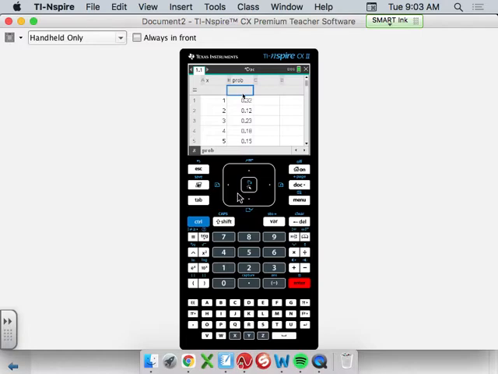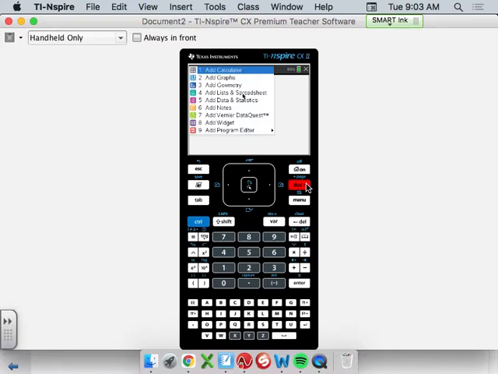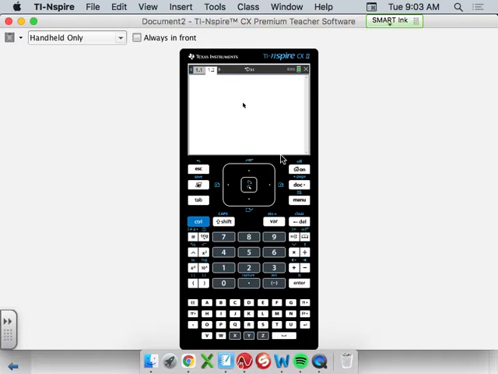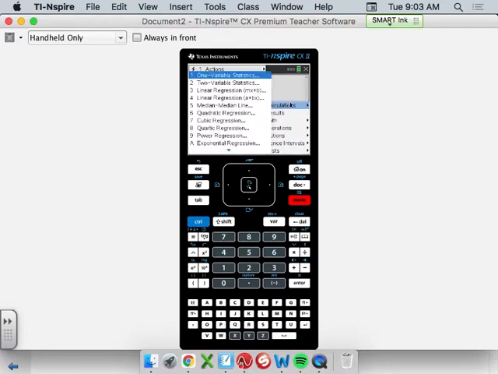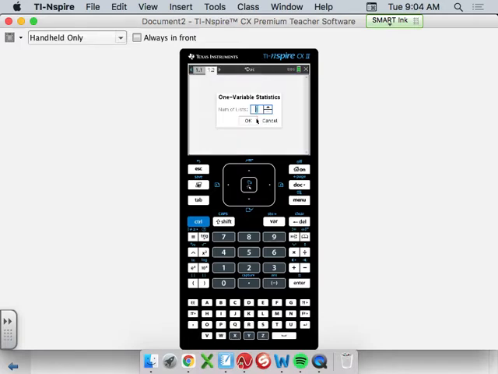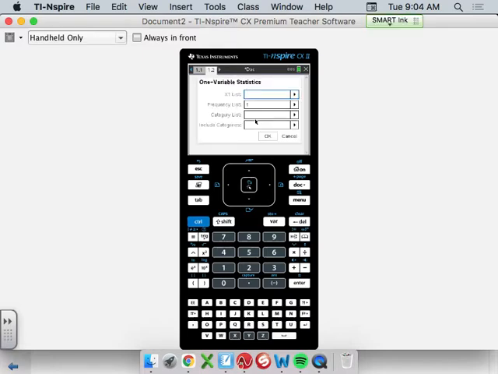And then you make a new page. So you go control doc, which is new page. So control doc, you add a calculator. So you just do number 1. And then I want some statistics on this. So I'm going to do menu, statistics. I'm going to do a calculation on the statistics. And this is for one variable. The variable is the number of items at the convenience store. So we only have one variable. You just leave it as one list.